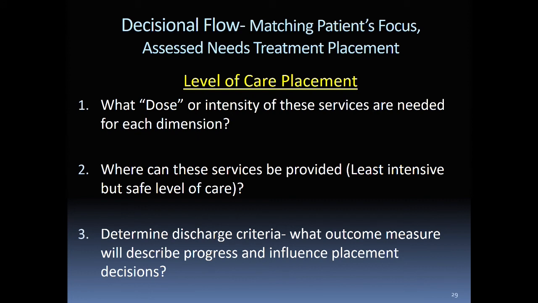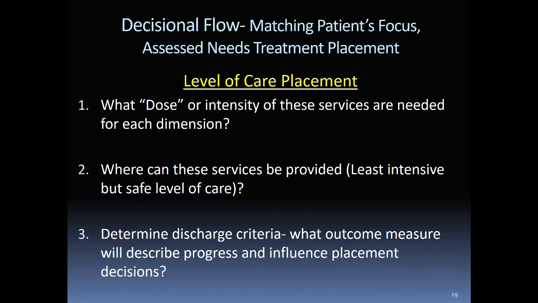What dose or intensity of these services are needed for each dimension? Maybe in addition to outpatient treatment, the client would benefit from receiving medication at a narcotic treatment program. Number 2, where can these services be provided? Least intensive but safe level of care. Geographic location, I think here is important. You want to look at the client's means of transportation, and if that is a challenge, it would be very crucial to place the client somewhere that they can attend on a regular basis.